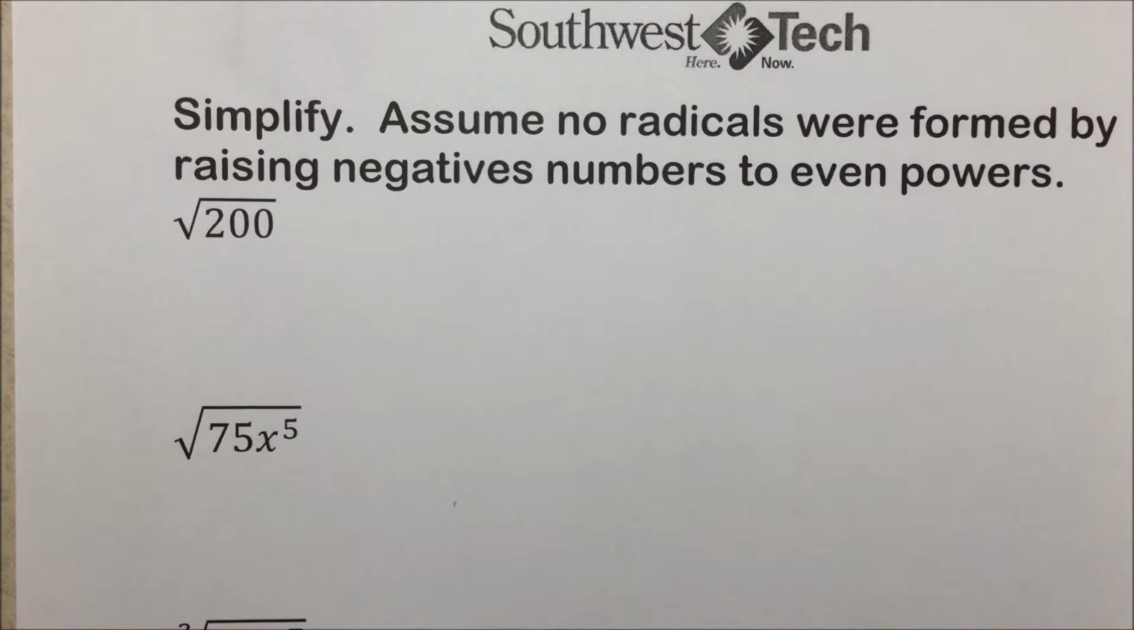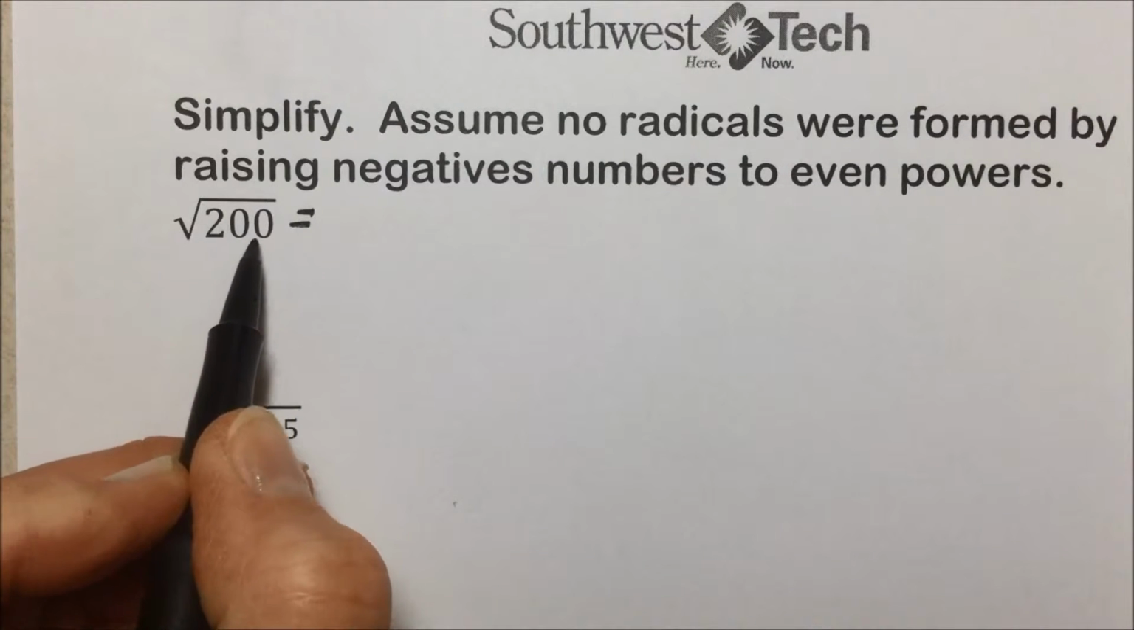Section 7.3, Simplifying Radicals by Factoring. Simplification of a radical is complete when all factors in the radicand can be written with exponents less than the index. And here we have, in this first example, the square root of 200. We're actually going to use the product rule to simplify this.